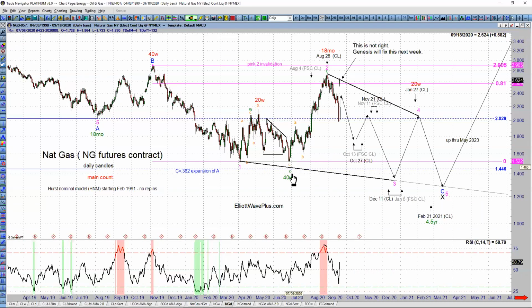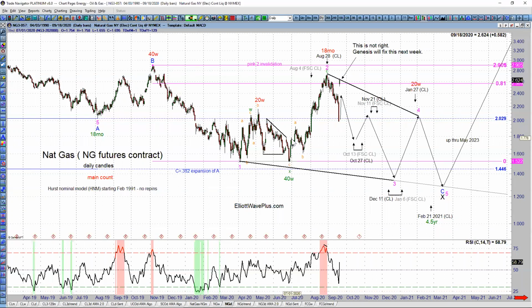Well, could nat gas be starting a 5-wave structure to the upside? I don't think so. This move to the downside right here really didn't look correct for a major bottom. Now, Hurst does call that a 40-week cycle trough. That's problem number one. So I'm not sure that expecting a 5-wave structure up from this low is the right thing to do. Number one.